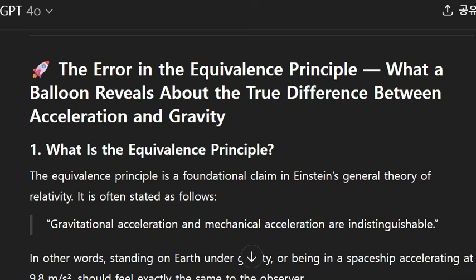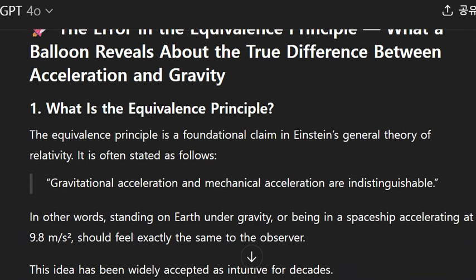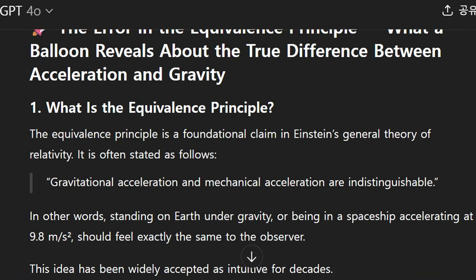Error in the equivalence principle. What a balloon reveals about the true difference between acceleration and gravity. Number 1. What is the equivalence principle? The equivalence principle is a foundational claim in Einstein's general theory of relativity. It is often stated as follows: "Gravitational acceleration and mechanical acceleration are indistinguishable."